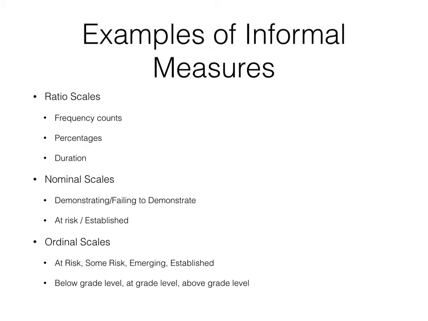So again, really no test questions on this, but just wanted to give you some examples of how the ratio, nominal, and ordinal scales could play out when we're using some of those more informal measures for evaluating students' behavior or academic achievement in the classroom setting.